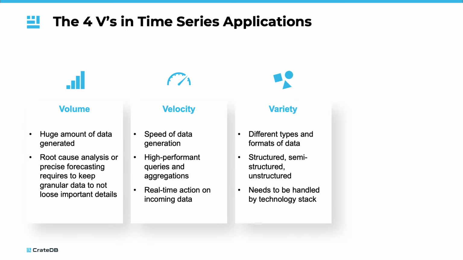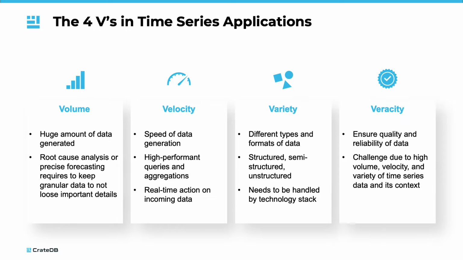Variety. Time series data comes in various types and formats, ranging from structured to semi-structured and unstructured data. This variety needs to be effectively handled by the technology we use. Veracity. Finally, the quality and reliability of the data are critical. Given the high volume and velocity of time series data, ensuring data veracity can be a significant challenge.